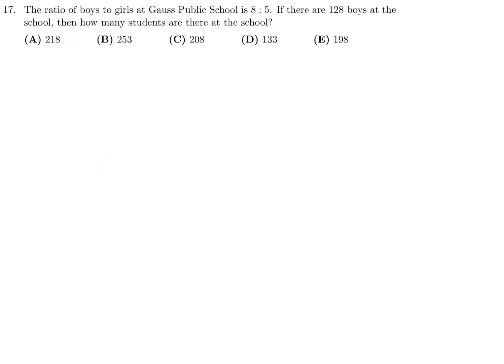The ratio of boys to girls at Gauss Public School is 8 to 5. If there are 128 boys at the school, then how many students are there at the school? Well, the ratio of boys to girls is 8x over 5x. And they're saying that the number of boys is 128. 8x is 128. So that means x is equal to 128 divided by 8, which is 16.